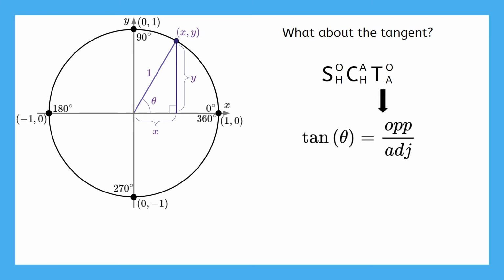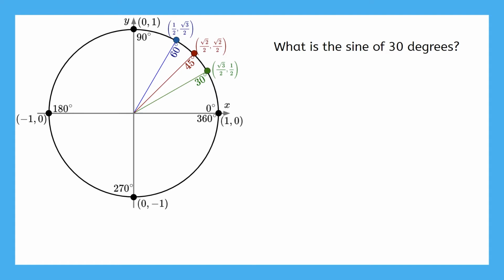In this case, the opposite side is y, the adjacent side is x. So that tells us the tangent of theta is the y-coordinate of the point over the x-coordinate of the point. You should remember this too. But if you forget, you can always draw this triangle and rediscover it for yourself. All right, let's try some examples.